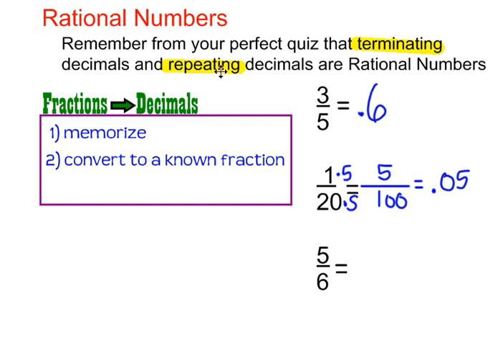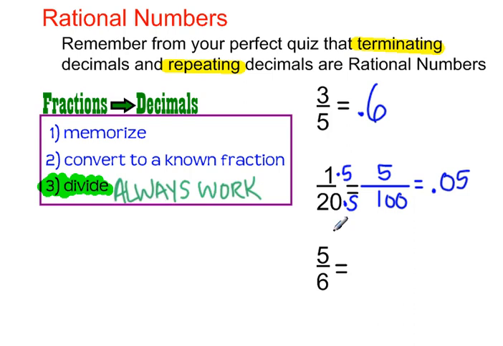Now, if you have a fraction that you don't have memorized or that doesn't convert nicely, I don't have 5/6 memorized and I can't turn 6 nicely into a fraction I do know, then I'm going to divide. I'd like you to highlight this and make a note in your fraction that even though I listed this third, this is the way that always works. Dividing will always work. So 5/6, I don't really know how to do it. I'm going to go ahead and set up my division. 5 divided by 6.